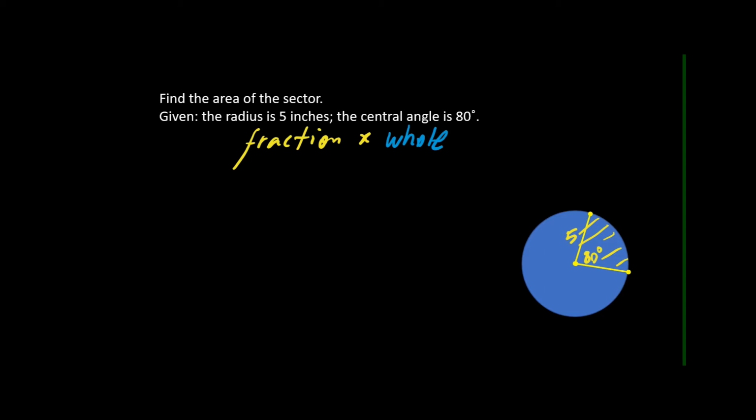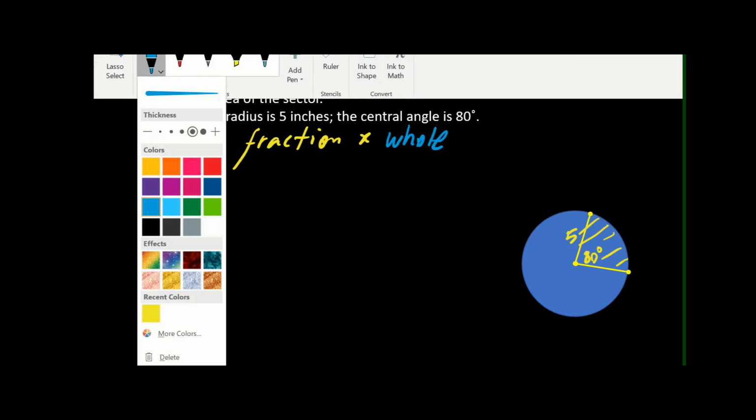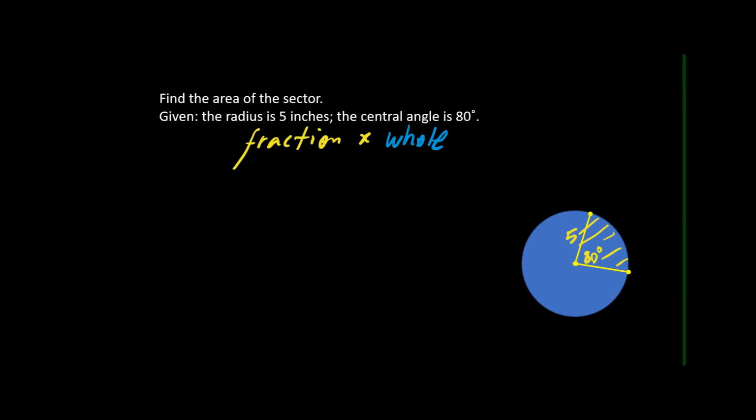80 degrees looks like about a quarter of the circle, right? But it's not quite. 90 degrees would be a perfect quarter. So let's just write it down. Here's 80 degrees, but what's in our denominator? If you started here and started going counterclockwise, that's 80 degrees, right? What if you went the whole way around? That would be 360 degrees, right?